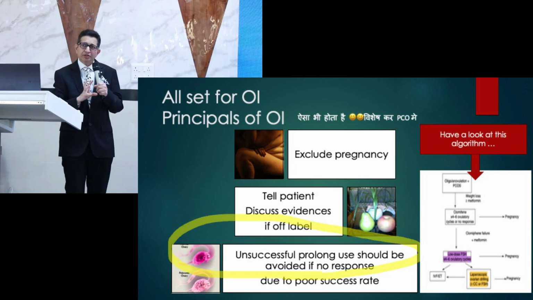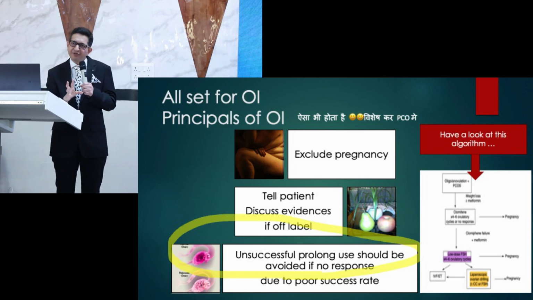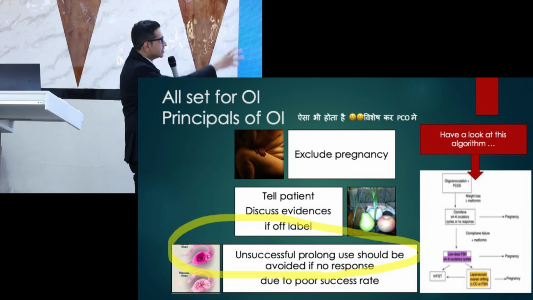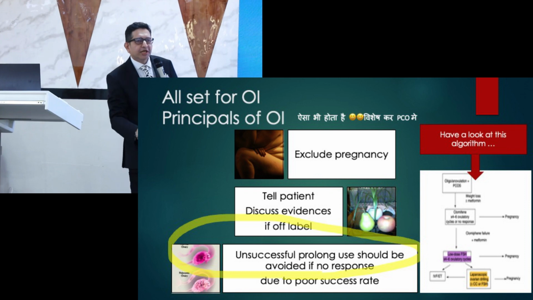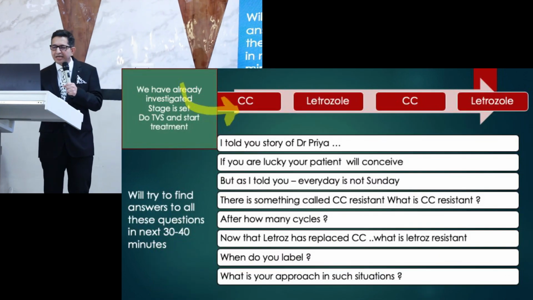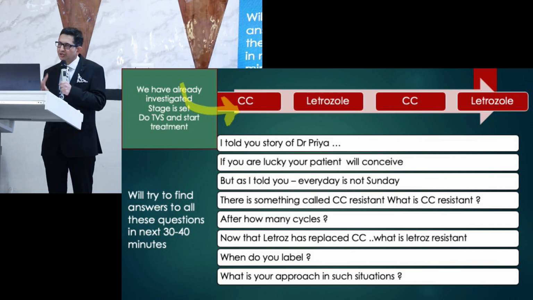Now everything is set for ovulation induction. The first thing we do is ovulation induction. And ovulation induction is the first treatment of PCO, and this is the algorithm which we are going to follow in the next 25 minutes or 20 minutes, whatever. Ashish, you will tell me once my time is over. CC and letrozole. These are the two drugs which are important.